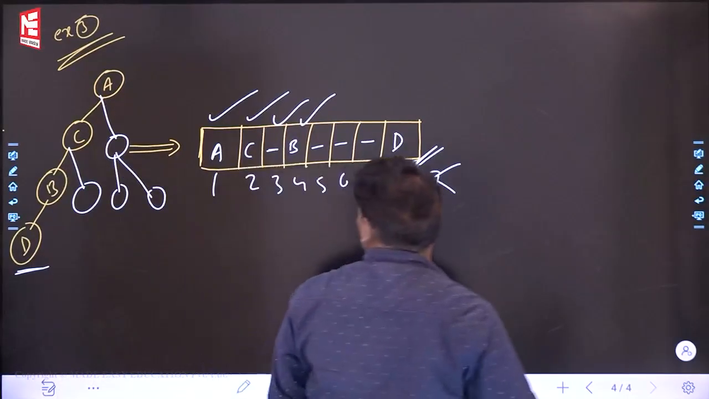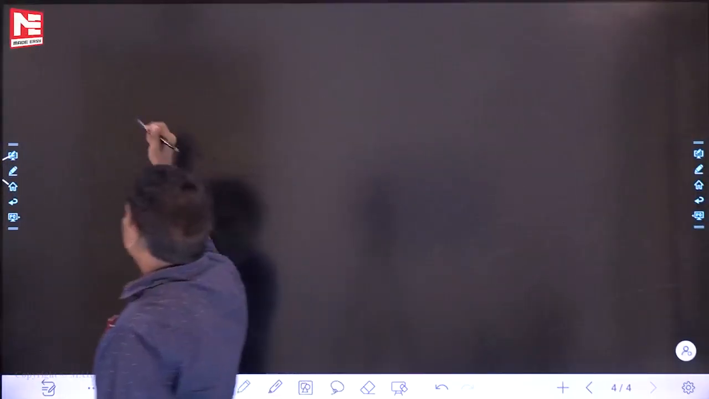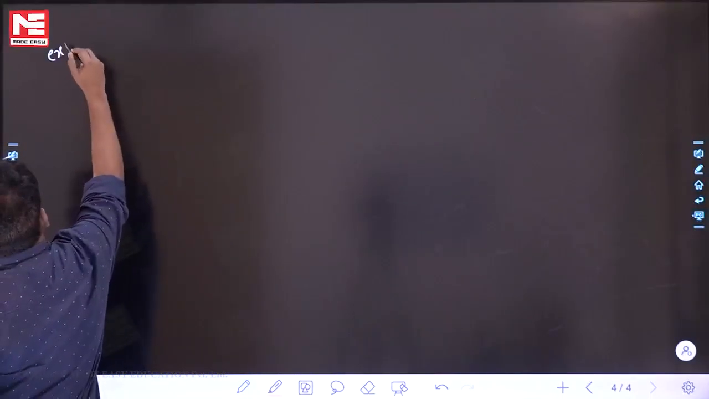This is the third example. Let's go to the fourth. See the fourth example also. Example 4.